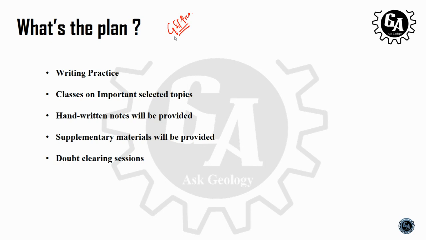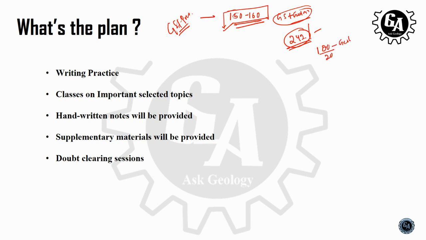From my point of view, this time the GSI prelims cutoff will remain around 150 to 160 marks, with the GS paper plus the geology paper included. Because all of you know the seats available are 242. Last year there were only 100 for geologist and 20 for hydrogeologist, so a total of 120 seats. And last time the prelims cutoff was 171 for general and 169 for OBC.